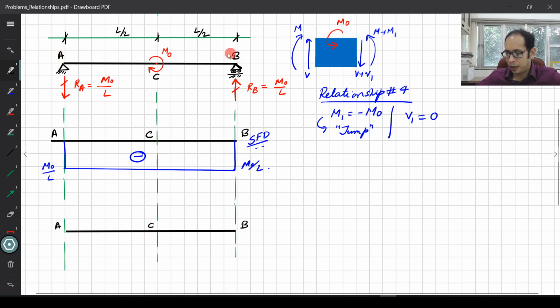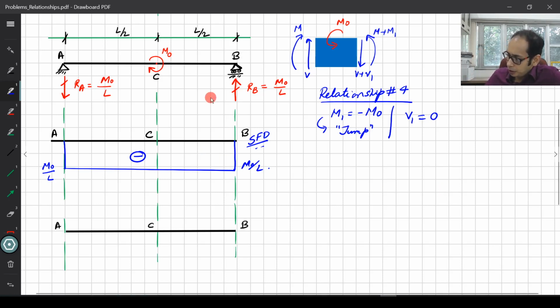Let's see. First of all, intuition always overrides. So we have A to B. At A, it's a pin and no externally applied point moment. B is a roller, no externally applied point moment. So we'll have a zero moment here and a zero moment here. Now let's follow the relationship, because we are going to get the moment from the shear diagram, which is here already.